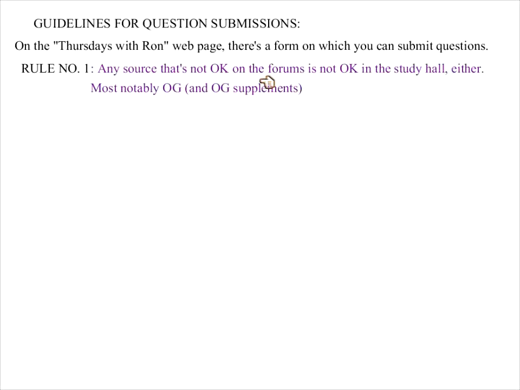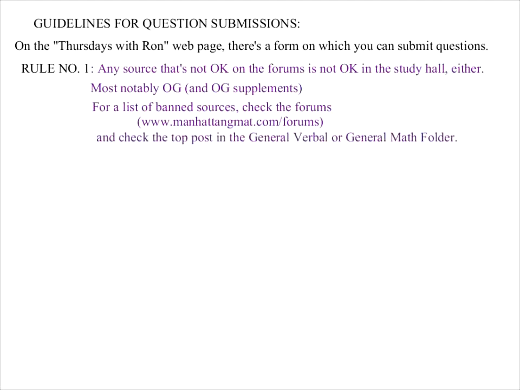If you don't know which sources are banned and which are not, check the forums for a list of banned sources. If any of you don't know where the forums are, it's www.manhattangmat.com/forums. Check the top post in the general verbal or general math folder, where you'll have a list of banned sources.